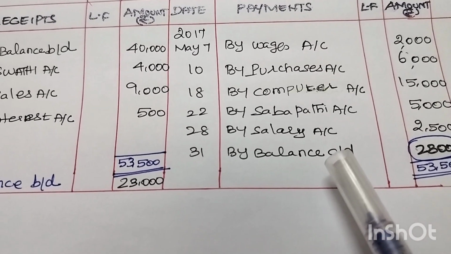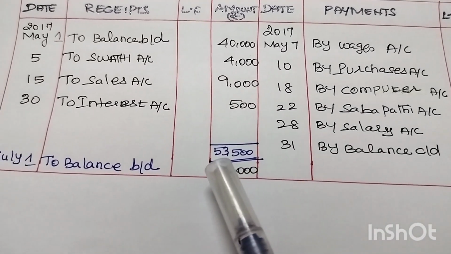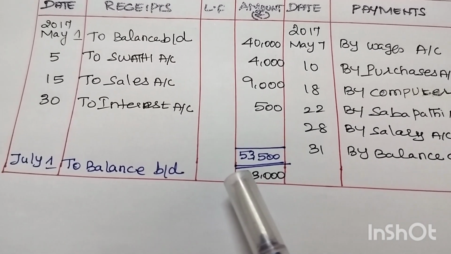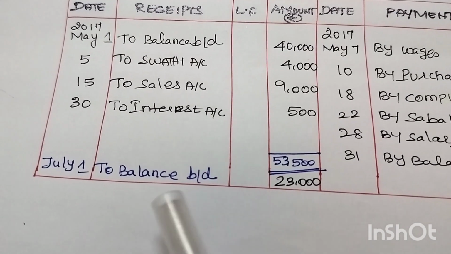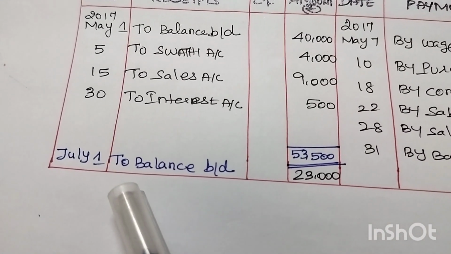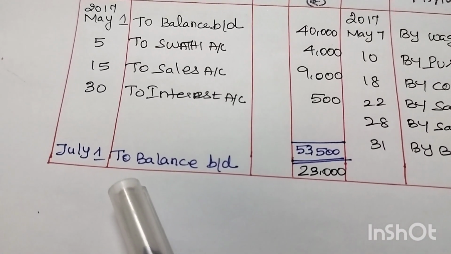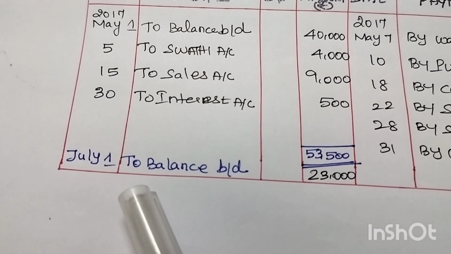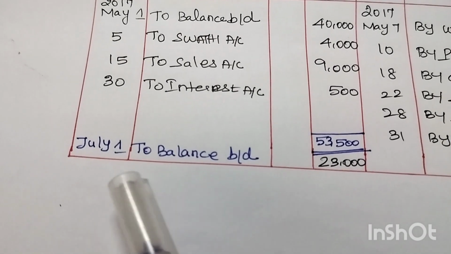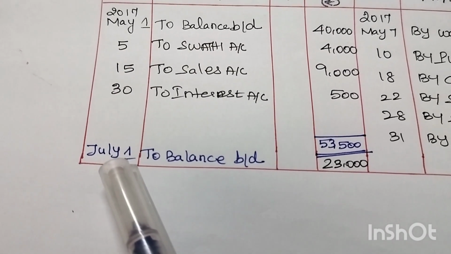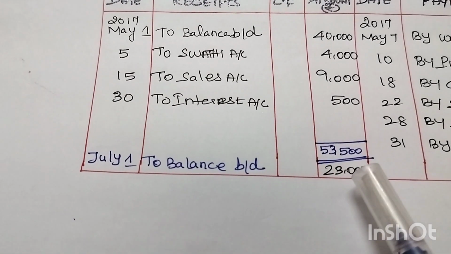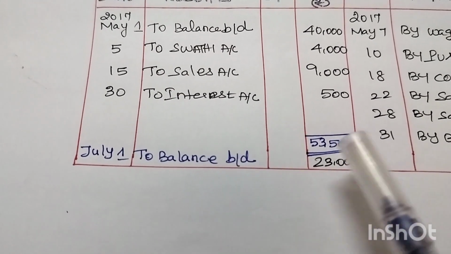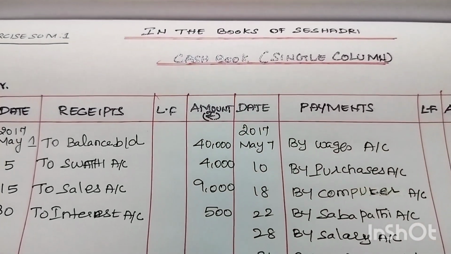Then the difference has to be brought down to the opposite side, entered below the total, and balance brought down is to be entered in the particular column against the difference, and in the date column the first day of the next accounting period is entered. That means to June 1, to balance brought down 23,000. This is the opening balance of the next accounting period of the single column cash book.